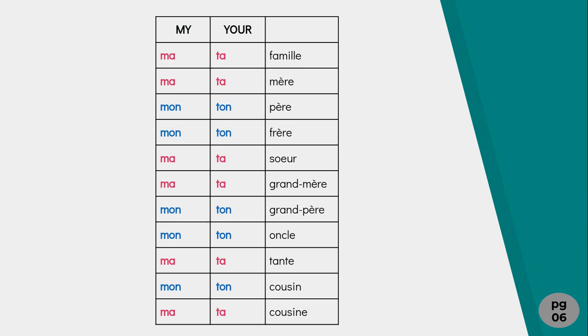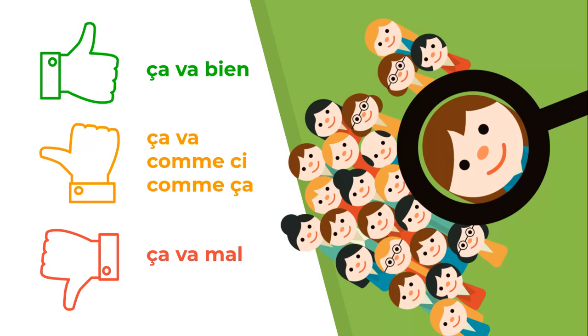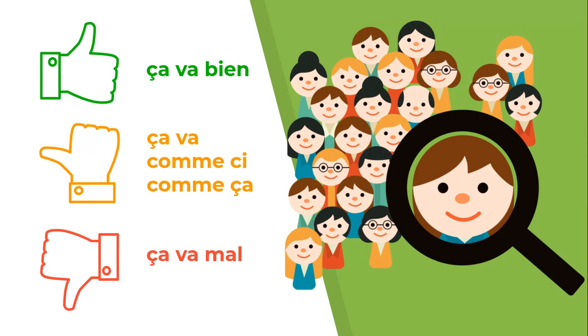Okay, let's take a look, see how we did. You should have ta famille, ta mère, ton père, ton frère, ta sœur, ta grande-mère, ton grand-père, ton oncle, ta tante, ton cousin et ta cousine. Ça va? Ça va bien? Ça va comme ci, comme ça ou ça va mal? How we doing? Bien.